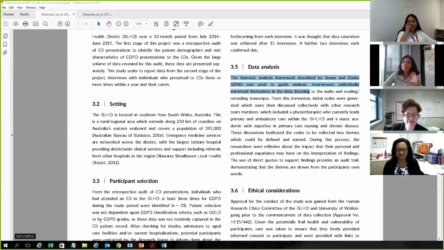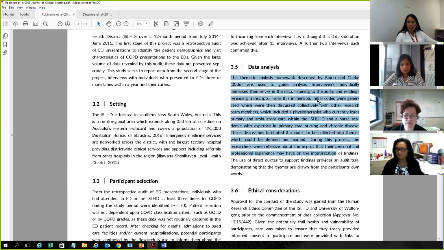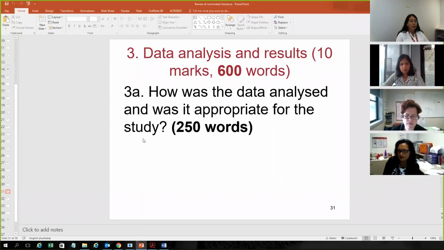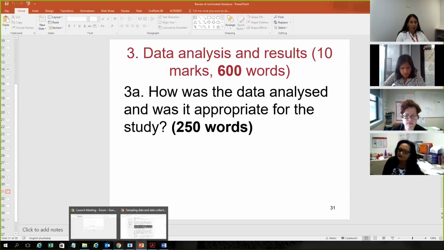Okay, sorry everyone. Here's the data analysis. This is the qualitative article. So what is the data analysis method? Can you type in the chat box, please? Thematic analysis, that's right. So you need to paraphrase some of the information here, like initial codes were generated, they were discussed collectively, etc. So paraphrase some of the information from here. That's how the data was analyzed. And the second bit is, was it appropriate for the study? So for that, you need to go back to literature.